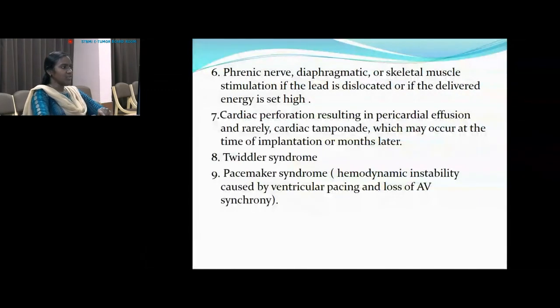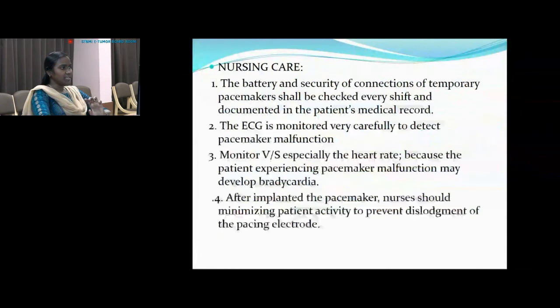And when you see the nursing care aspect, the battery and security of connections of the temporary pacemaker shall be checked every shift, and it should be documented in the patient's medical record.